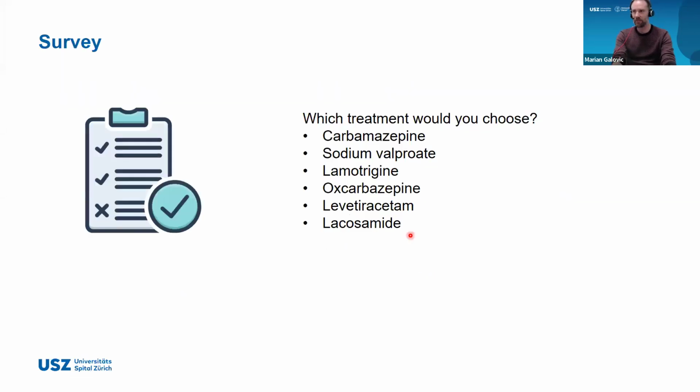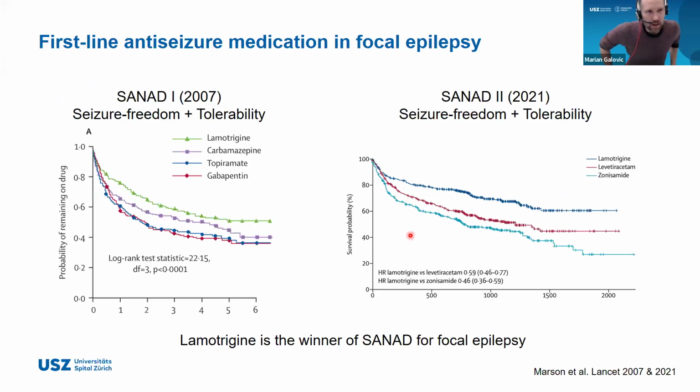Good. Let's have a look at some evidence. So first-line treatment of people with focal epilepsy. Probably one of the best evidence we have are the SANAD studies, published in 2007 and 2021 by Tony Marson in the Lancet. And let's just look at the main endpoint, which is adherence to medication. So that's a combined endpoint. If somebody adheres to medication, they are probably seizure-free and probably tolerate the medication well.